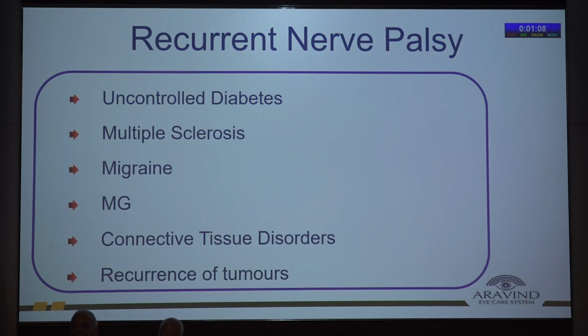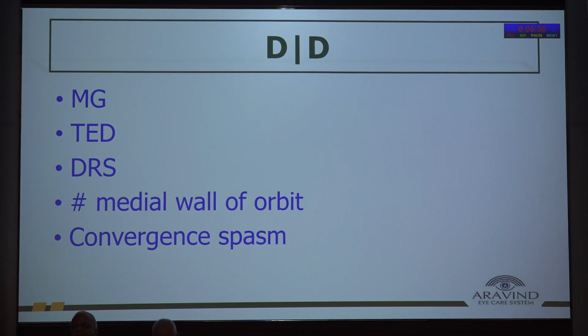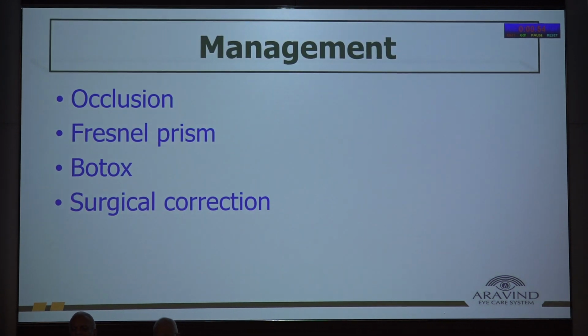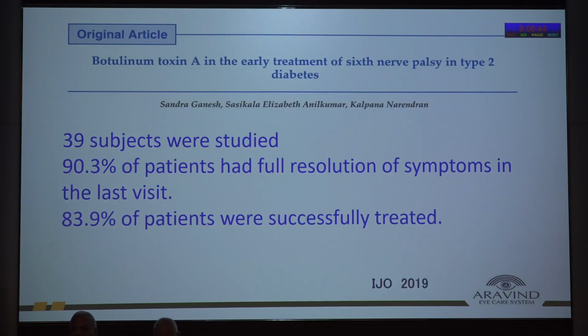When you have a recurrent nerve palsy, what are all the differentials you should think of? One is uncontrolled diabetes, multiple sclerosis, migraine, myasthenia gravis, connective tissue disorders, and recurrence of tumors. So the management includes occlusion and Fresnel prisms. This is for temporary. Usually you have resolution. Surgical interventions include Botox as well as surgical correction.